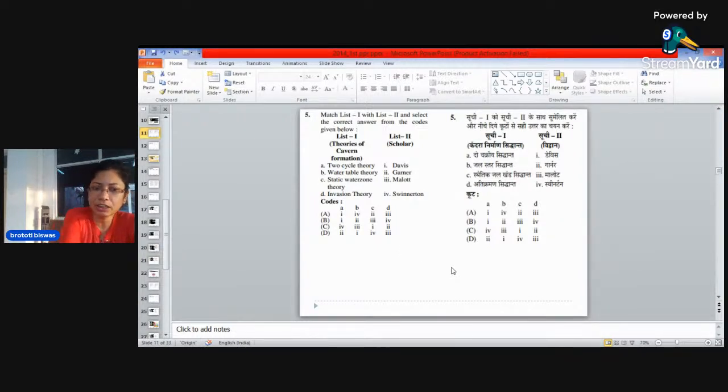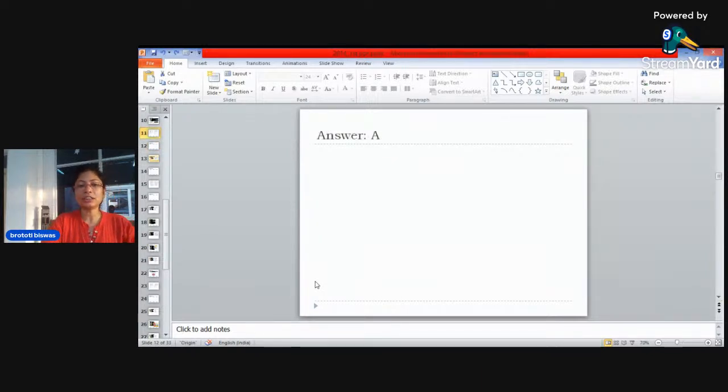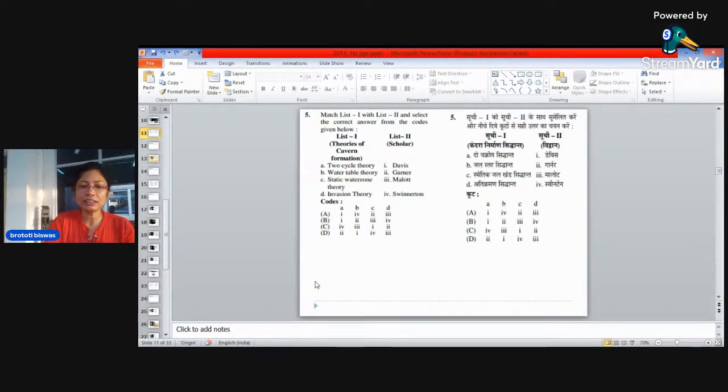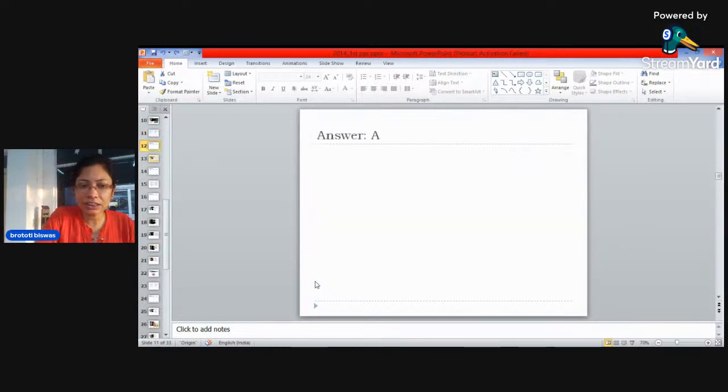So what are the various lists? You can see over here, list 1 is the theories of cavern formation, and list 2 are the scholars who had given these. So there is not much to be explained over here. You can directly go to the answer, and the answer is A, that is two cycle theory. The two cycle theory was given by Davis. Then B, water table theory was given by Swinnerton, etc. So you can just go through the details.